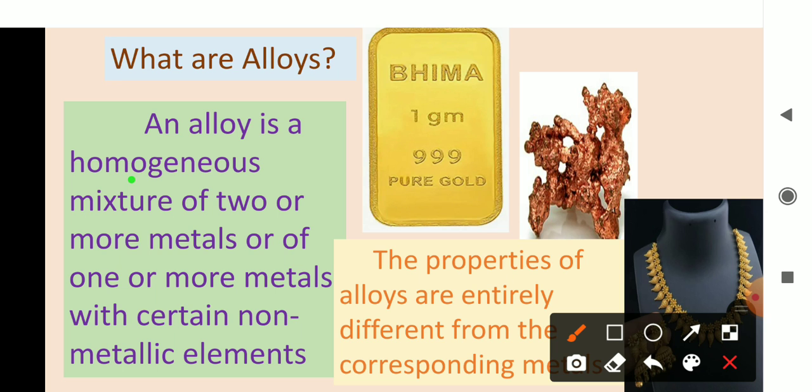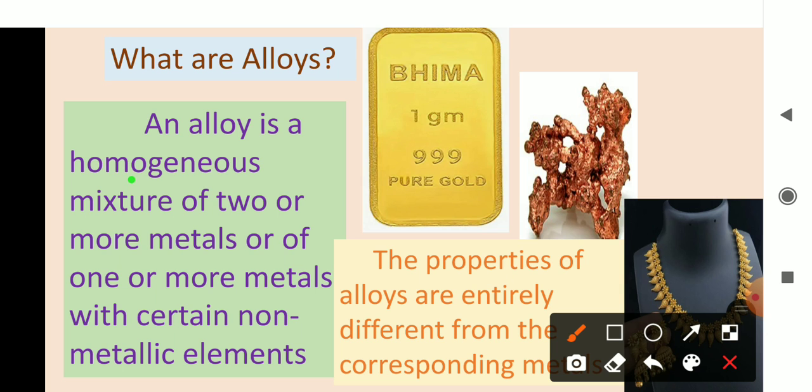So an alloy can be defined as a homogeneous mixture of two or more metals, or sometimes a metal can be mixed with a non-metal also. So we can define an alloy as a homogeneous mixture of two or more metals, or one metal combined with a non-metal, so that we will get an alloy. Okay, so this is the definition of alloy.